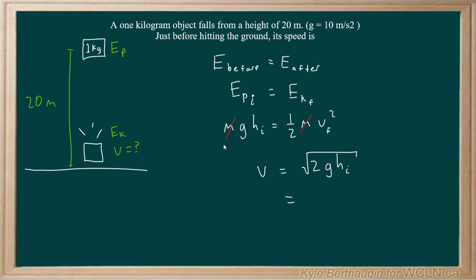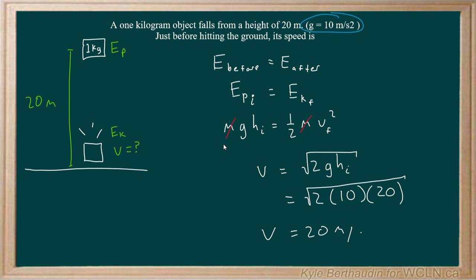Now we can simply plug in our values. 2 times the gravitational constant, which we've been told is 10 meters per second squared. I'm simply going to write 10 without the units. And then the height is 20 meters. Well, 2 times 20 is 40, multiplied by 10 is 400, and the square root of 400 is 20. So 20 meters per second is the velocity right before the object hits the ground.